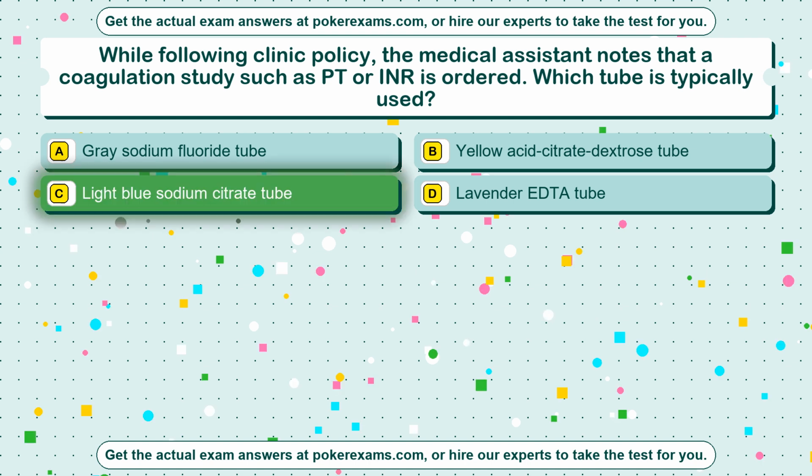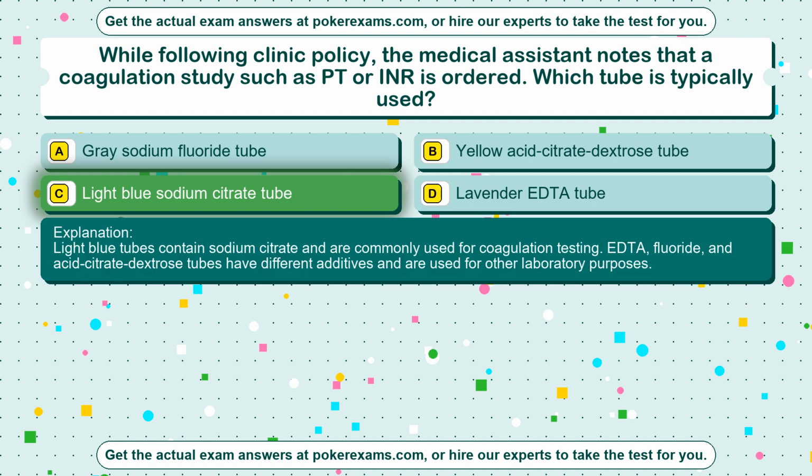The correct answer is option C, light blue sodium citrate tube. Light blue tubes contain sodium citrate and are commonly used for coagulation testing. EDTA, fluoride, and acid citrate dextrose tubes have different additives and are used for other laboratory purposes.